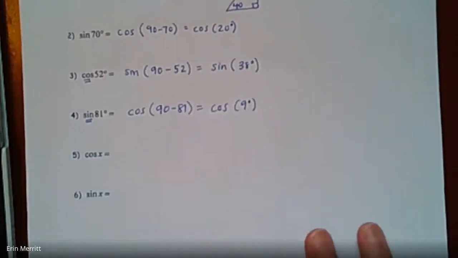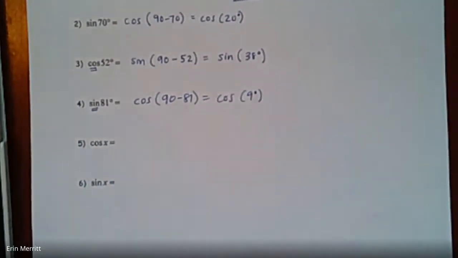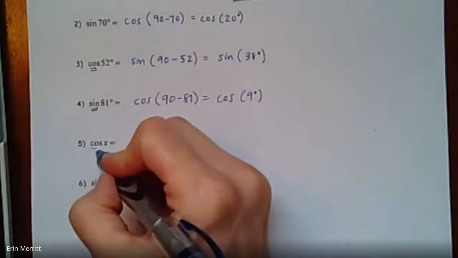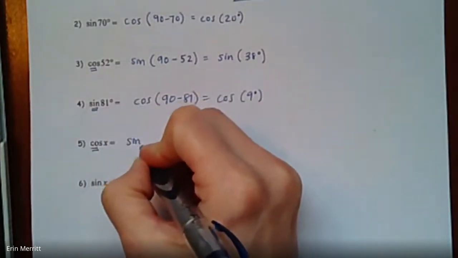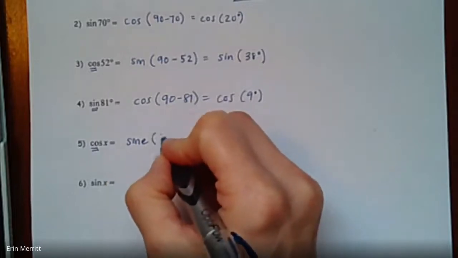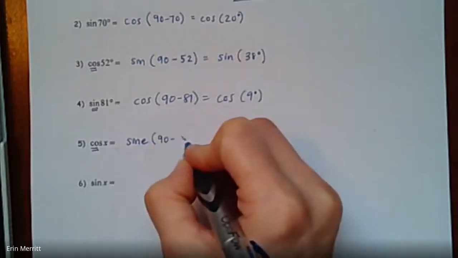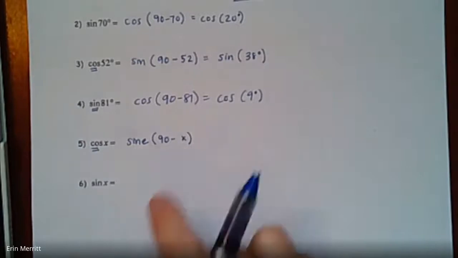As for the last ones, if it leaves just an x there, we can still answer it. For cosine, the cofunction would be plain old sine, and then it's 90 minus the angle. So it would just be stopped and left like that.